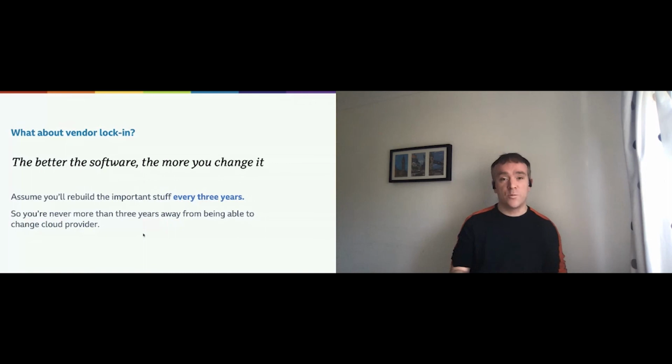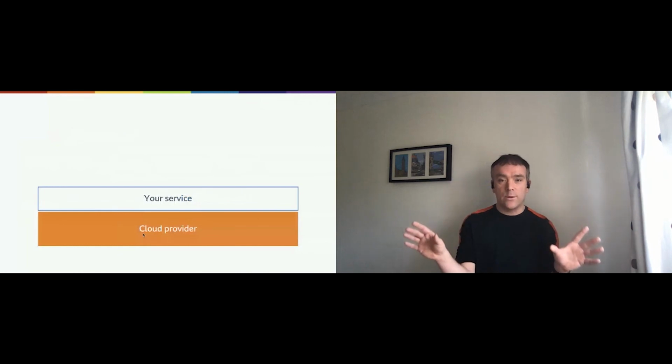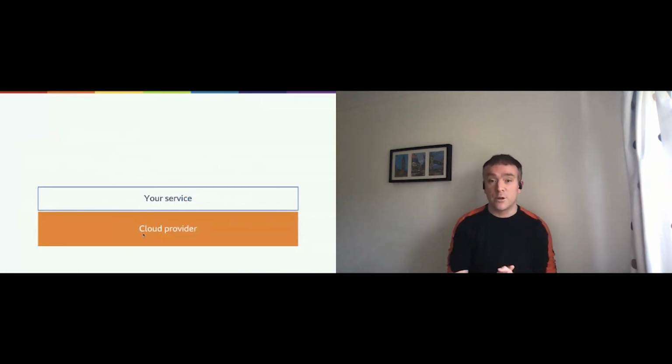I have worked with some teams who've been reluctant to use anything other than a basic EC2, a basic virtual machine, for fear of being tied in, but you just lose out on so much. Another really simple way of looking at it, right? Take the world's simplest architecture diagram. You've got your cloud provider and then your service built on top of it, right?